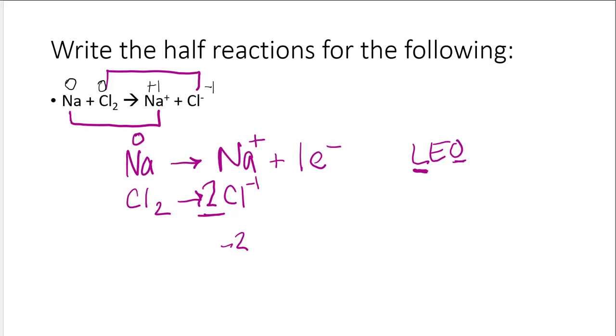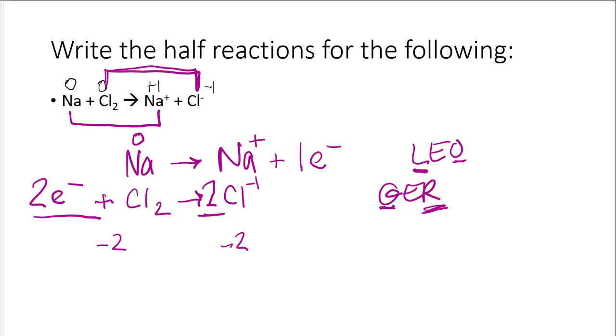So to do that, again, we know that this top, my sodium, is my oxidation. We know that my chlorine, going from 0 to -1, is being reduced. That's my GER. It's being reduced. That means that I have gained electrons. So I need to add 2 electrons to the left-hand side. Now I have a -2 charge on the left and a -2 charge on the right.